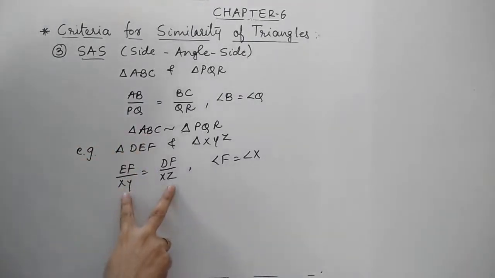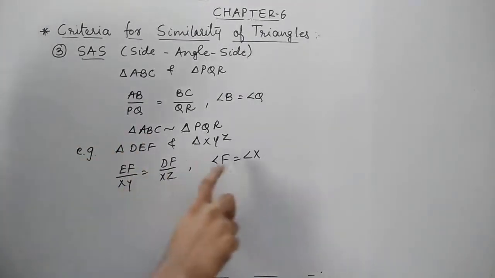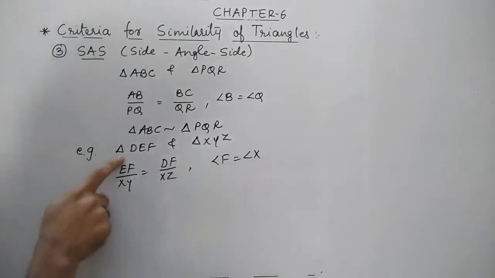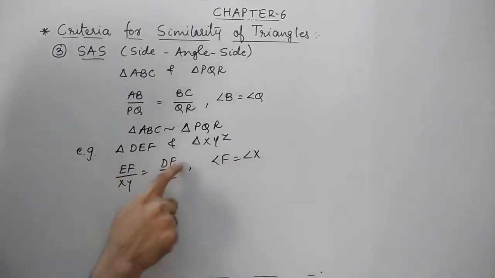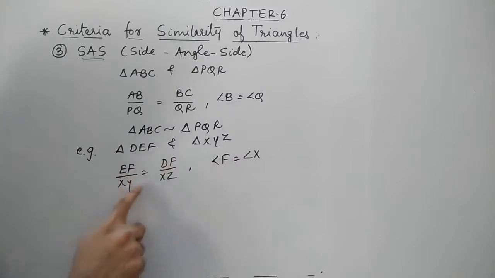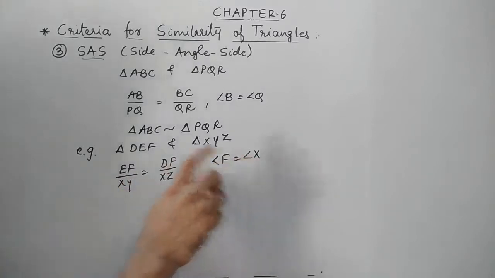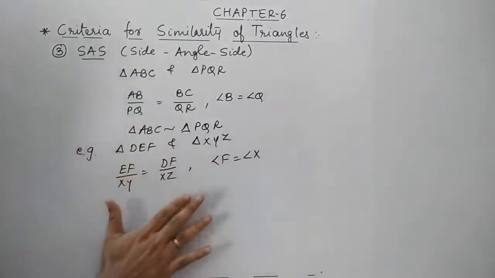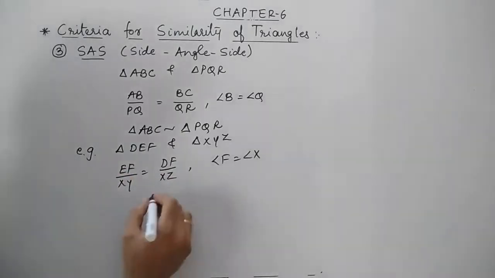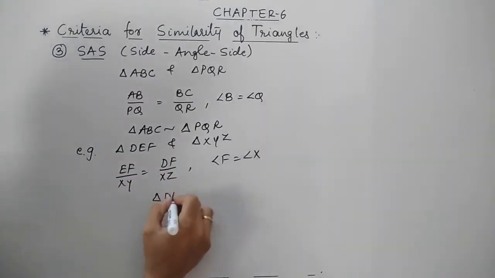So two corresponding sides are in the same ratio. Look at this angle. Which is the common in both of these? That is F. And which is common here? That is X. So F is given with X. So we can say yes, this can be the side angle side criteria and these two triangles are similar.